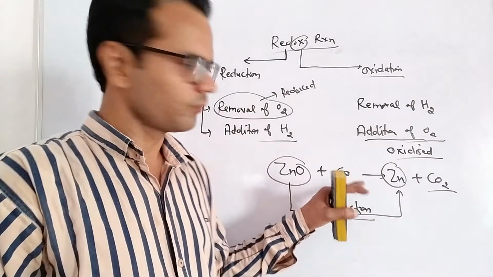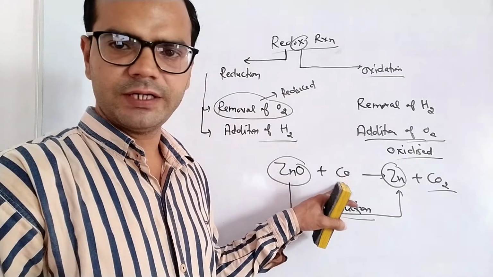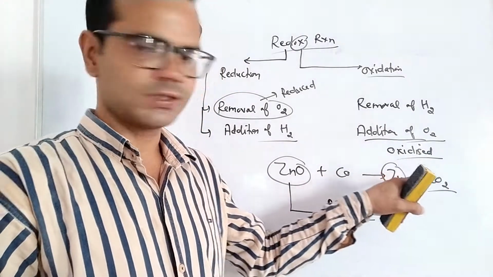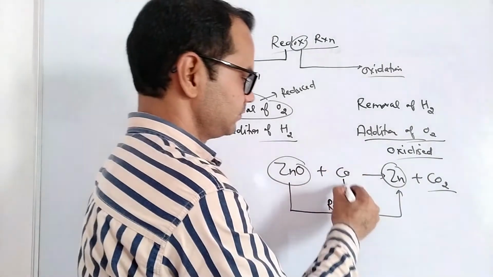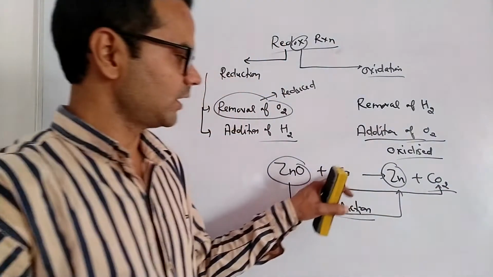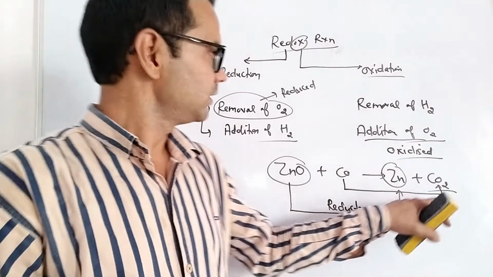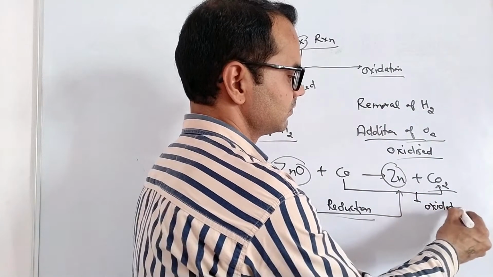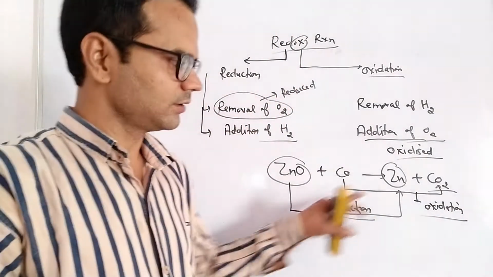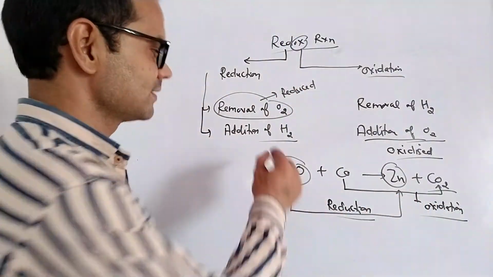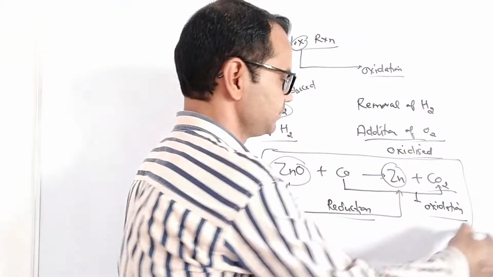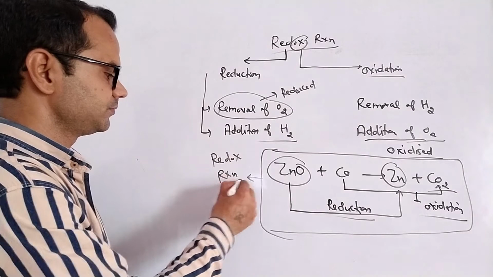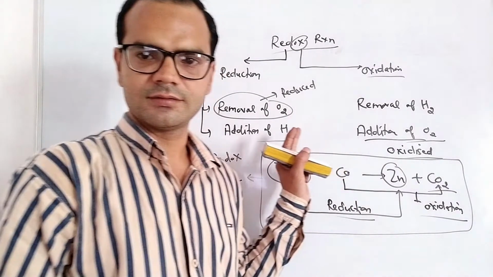On the other hand, here we have carbon monoxide, but after the reaction we have carbon dioxide, which means oxygen is added. So from carbon monoxide to carbon dioxide, what is this? This is an oxidation. Reduction, oxidation. So now we can say this is a redox reaction, right?